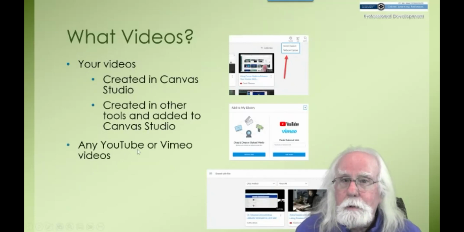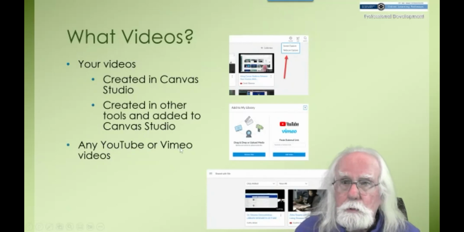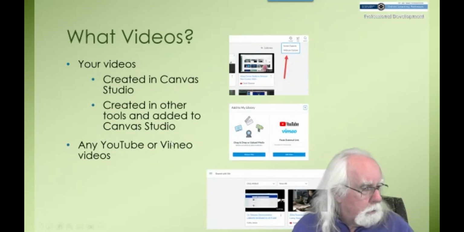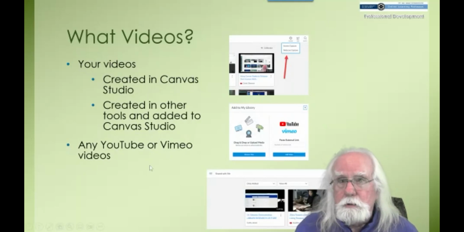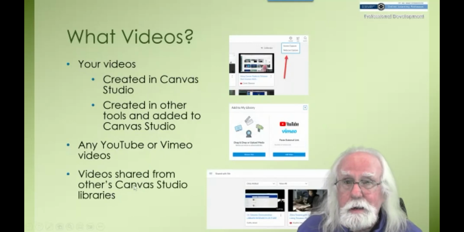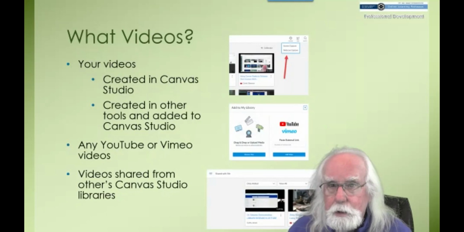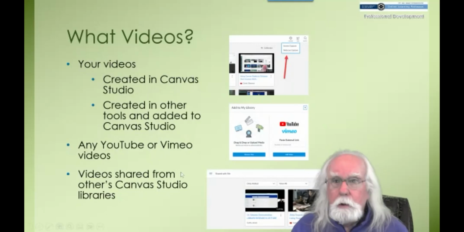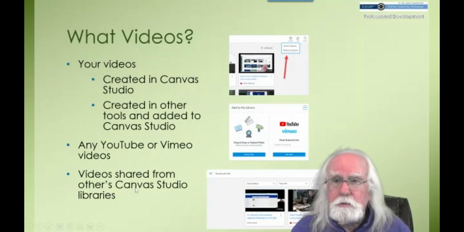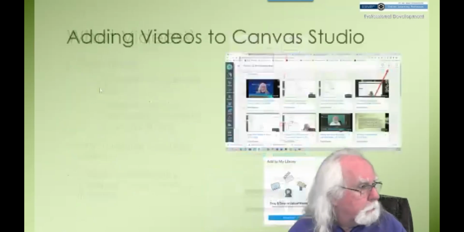You can also add to your Canvas Studio library videos found on YouTube or Vimeo, two of the most prolific sites on the web for collections of instructional video, or videos shared from others' Canvas Studio libraries. You can share your videos with colleagues and they can share theirs with you. And you can then use them in your courses just as if they were your own. So all of these types of videos can be placed into your Canvas Studio library and utilized by you.